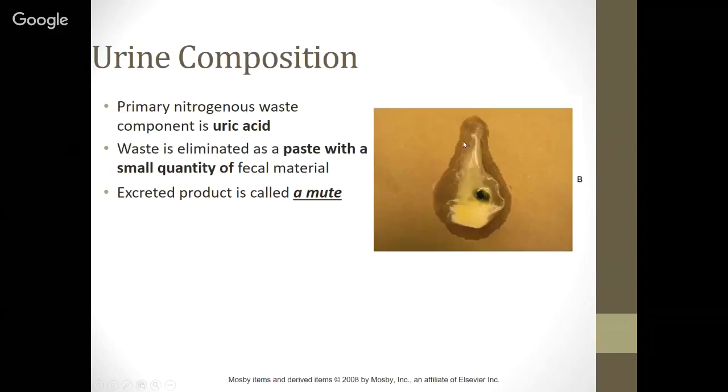Okay, the primary nitrogenous waste component is uric acid. The waste is eliminated as a paste with a small quantity of fecal material. Excreted product, this is a mute. This whole bird dropping is a mute. So we have the watery portion of it, then we have this pasty portion, the uric acid, and then we have this white portion, and we have this fecal portion.